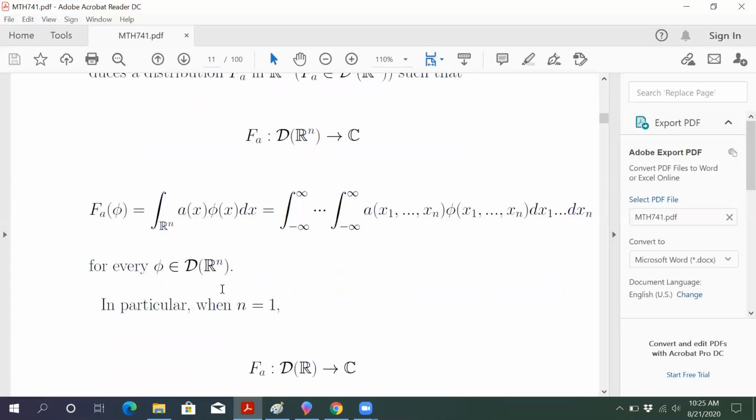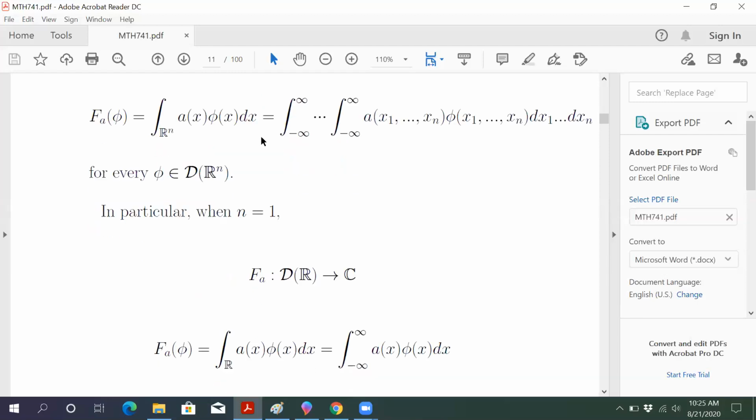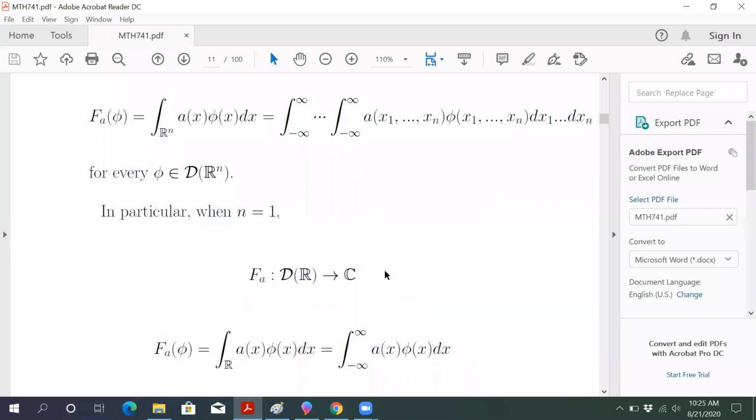In particular, in one-dimensional space, this was in general in n-dimensional space. In one dimension, a is a continuous function from R into C, and f_a maps every test function phi to the integral of a phi. You can see one dimension, one single integral, which means this. So remember, every continuous function from Rn into C induces a distribution in this form. We are going to prove that, it means we are going to prove that f_a is a continuous linear functional.